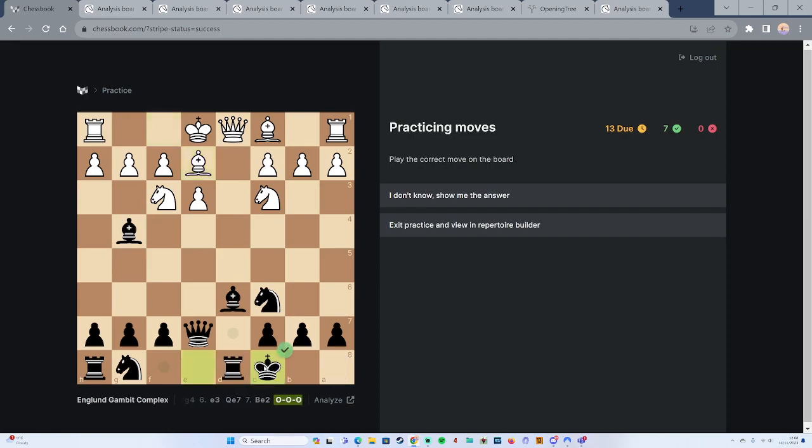Castles, surely. Bishop out. We're going down our line. Now, we've only programmed this one line in. Obviously, once you program all your lines in, it can take you down any of the lines.